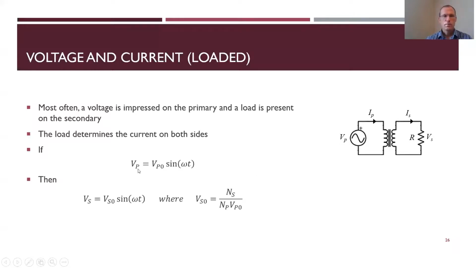So I have some voltage in the primary, which is some peak voltage, Vp0 times sine omega t. Then voltage in the secondary is again some peak value, sine omega t. And this peak value I can get by relating the voltage and windings.